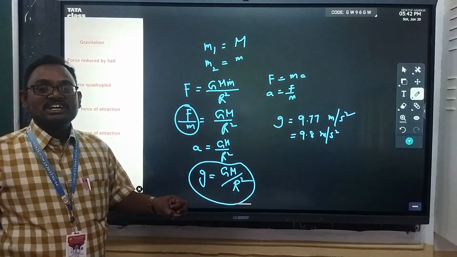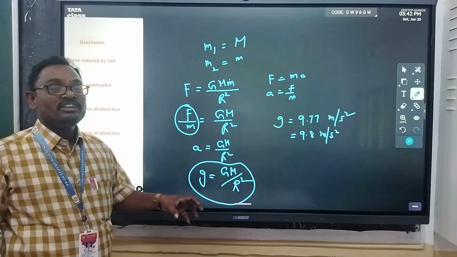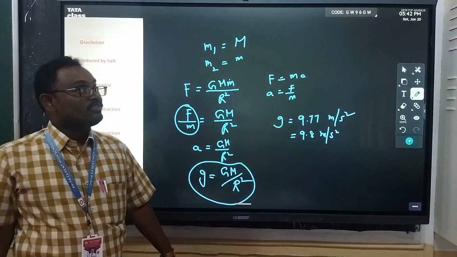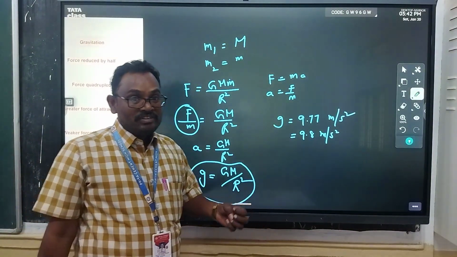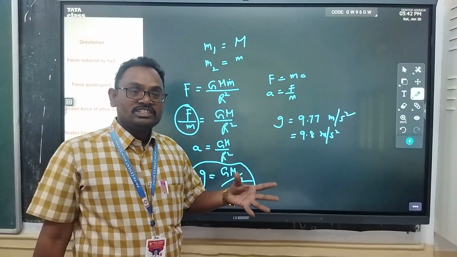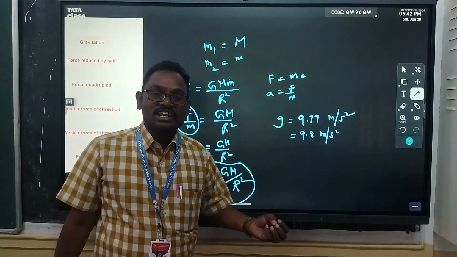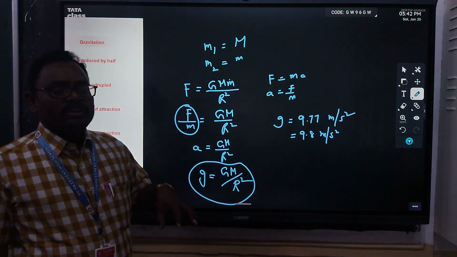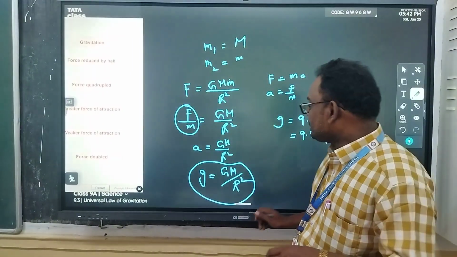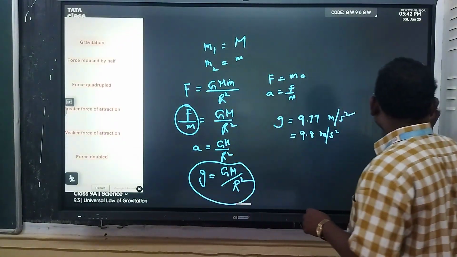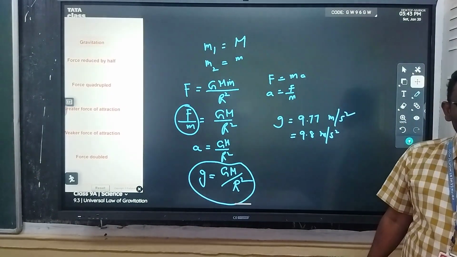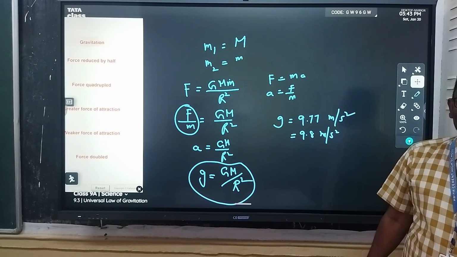So gravitational acceleration of a planet depends on the mass of the planet only. If the mass of the planet is more, there will be more force of attraction, more force of gravitation, so gravitational acceleration will be more. If the mass of the planet or celestial body is less, gravitational acceleration also will be very less only. For example, if we compare the gravitational acceleration of the earth to the moon, on the moon there will be less gravitational acceleration. How much, do you know? 1/6.